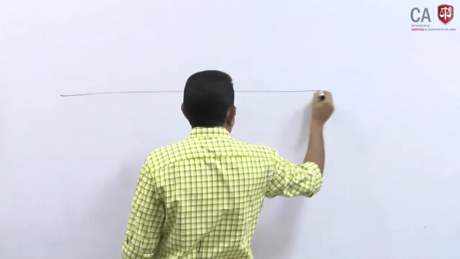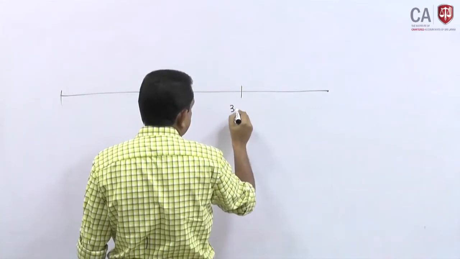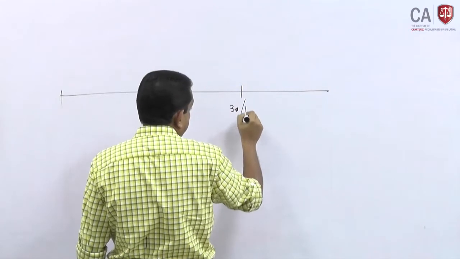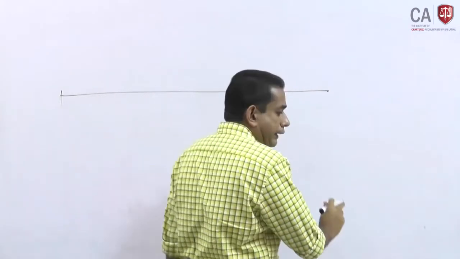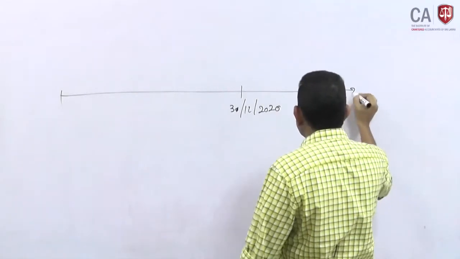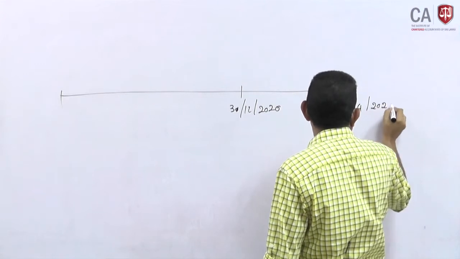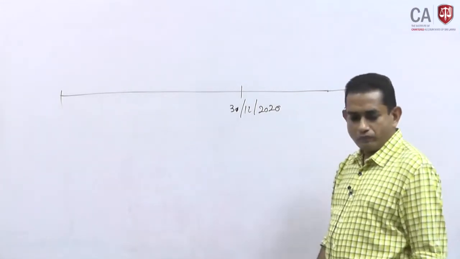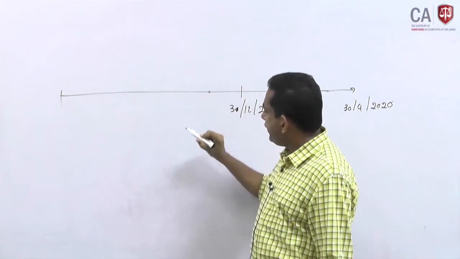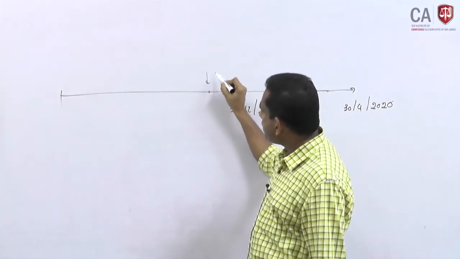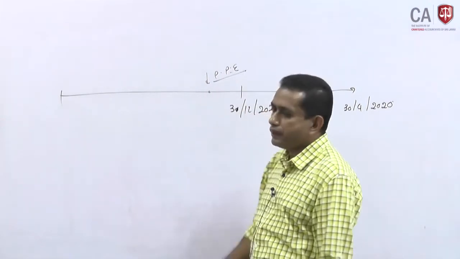Financial year ends on 31st December 2020. And the financial statements were authorized for issue on 30th April 2020. Just a few months ahead of the reporting date, we had purchased some property, plant and equipment.